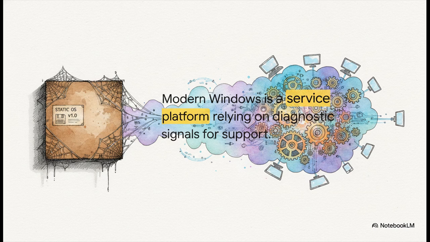Which brings us to a massive paradigm shift. Think about it. Is your operating system a static product you bought, or is it an ongoing service? These days, modern Windows is a service platform for sure. Microsoft relies heavily on these baseline diagnostic signals, like tracking crashes, driver hiccups, update rollout issues, just to make sure a single cumulative update doesn't completely break a wildly diverse ecosystem of computers. Without that baseline reporting, doing quality assurance at that massive scale is practically impossible. But if you're a privacy-focused user, this means Windows is, by default, incredibly chatty.